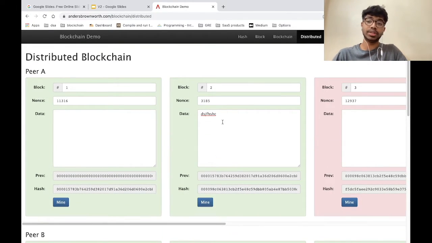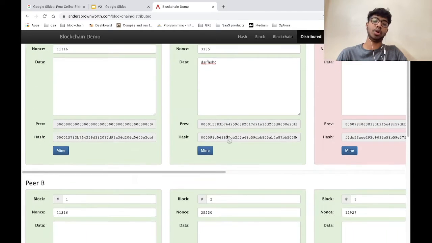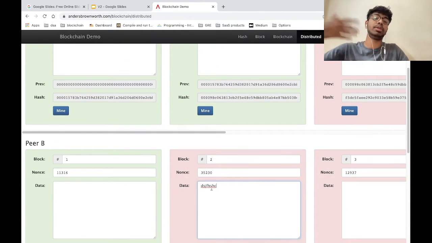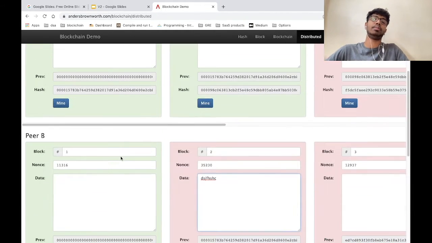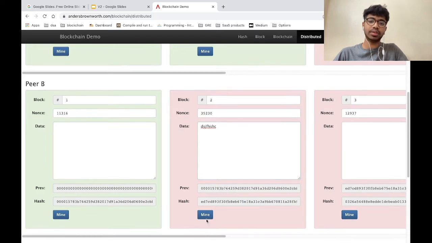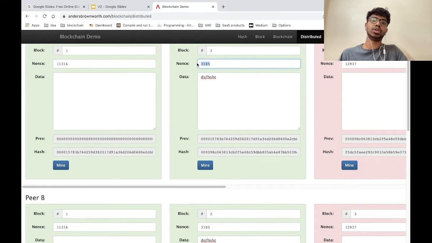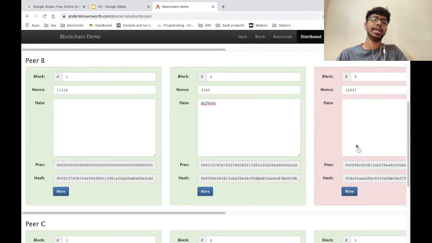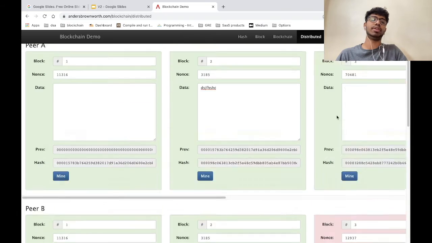Now let's just assume that peer A wants to continue with this blockchain, so he has to modify at least 51% of the peers over here. So now he has to modify at least 2 out of 3 blockchains. Now if you mine it, we are getting the same number. Look, 3185, the same data, and then if we continue mining it, this blockchain will be followed.